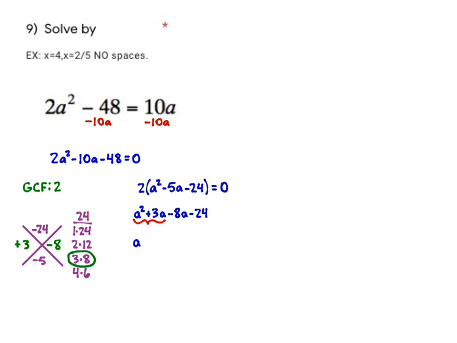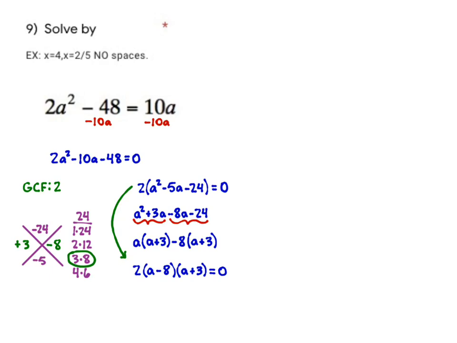GCF out of the first two terms of a, and the leftovers are a plus 3. The GCF out of the next term is going to be 8. It'll actually be a negative 8. And then the leftover will be a plus 3. The factors there are a minus 8 and a plus 3. But don't forget, we had that 2 that we factored out as a GCF, so we want to roll that down here. So we're going to put the 2 there and then set it equal to 0.